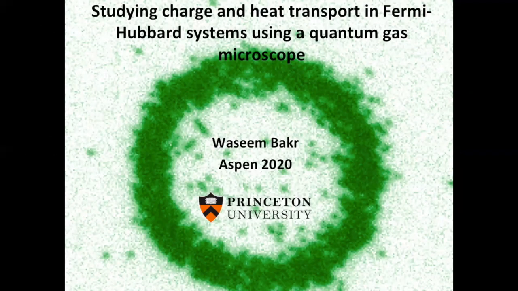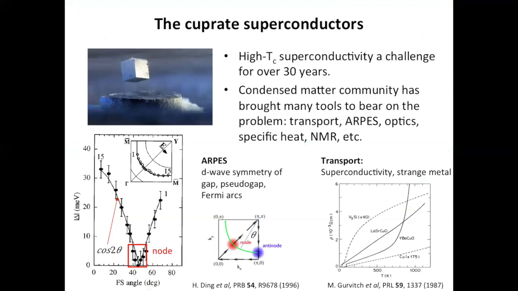I'm going to tell you about experiments we're doing at Princeton on transport of cold atoms in optical lattice systems, simulating Fermi-Hubbard physics. Okay, so the motivation for these experiments is to try to understand what's happening in high-Tc superconductors, which has been, of course, an open challenge for over 30 years now.